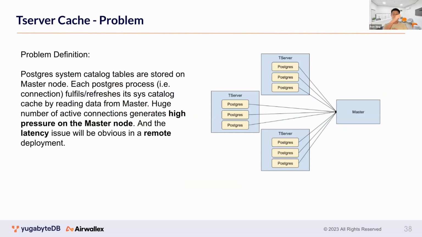Okay. And just now, when I talked about the master service, for the remote replica deployment, you need to go all the way to the other region to fetch the metadata. From the application perspective, you will incur high latency, right? This is the existing problem, especially if you have a huge number of active connections. It will generate high pressure on the master node, and the remote deployment will also incur latency issues. When the T servers connect, all the T servers need to fetch the metadata from the master service, right?